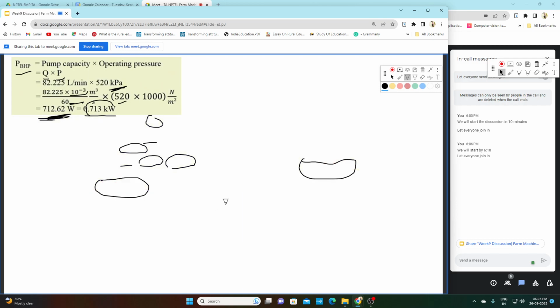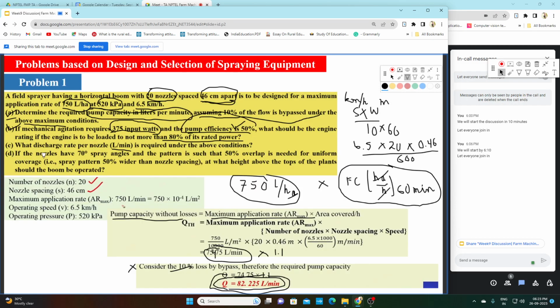Now we are left with the last part: if the nozzle has a 70 degree spray angle and the pattern is such that 50% overlap is needed for uniform coverage, at what height above the top of the plant should the boom be operated? They are asking what the height of the nozzle should be, and they have given additional information. The first is the 70 degree spray angle. The second is the 50% overlap. These are the two additional pieces of information given.